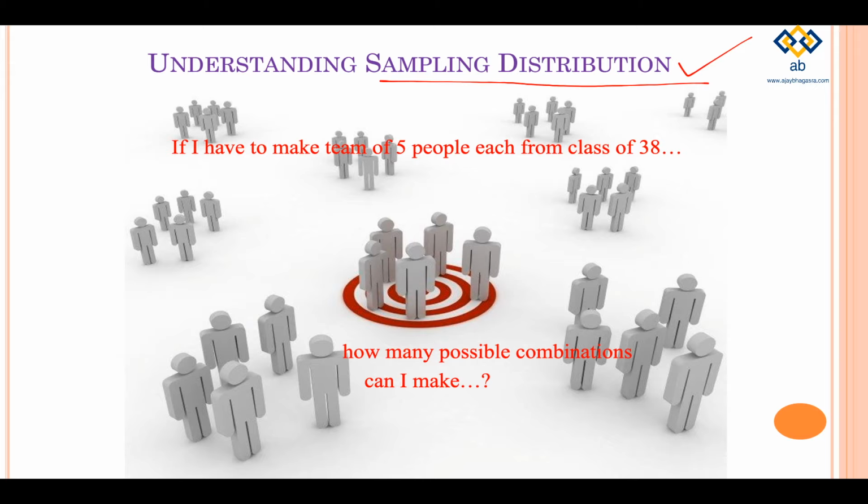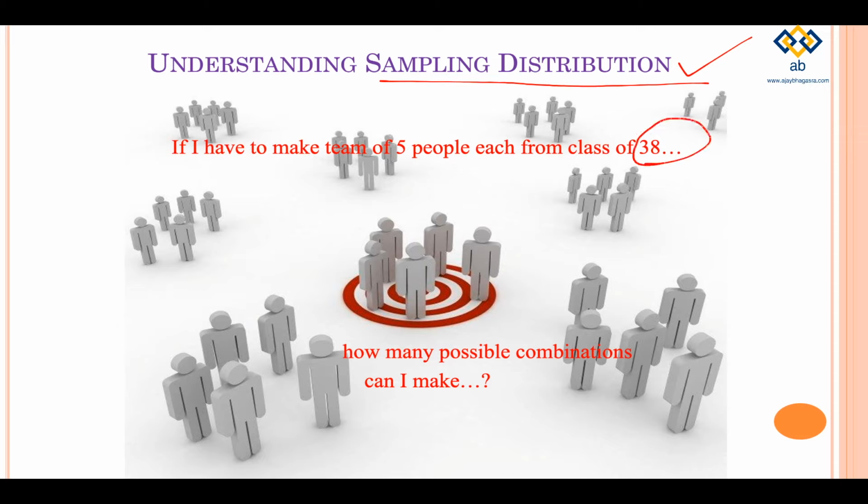Now, to understand the sampling distribution, what it is, let us hypothetically think of a class, because you are students, so let's take the example of a class only. Hypothetically, let us imagine that your class has 38 students, right? There is a class which has a total number of 38 students, so this is 38 here.